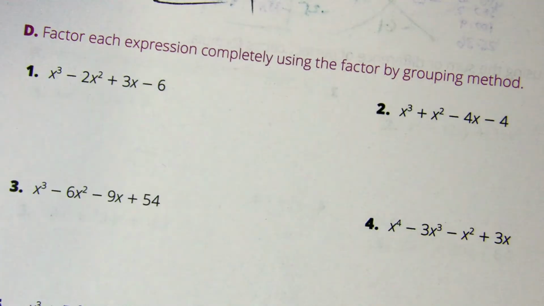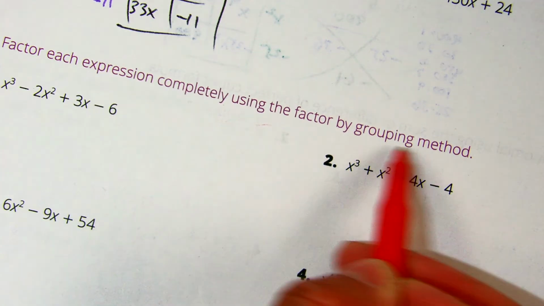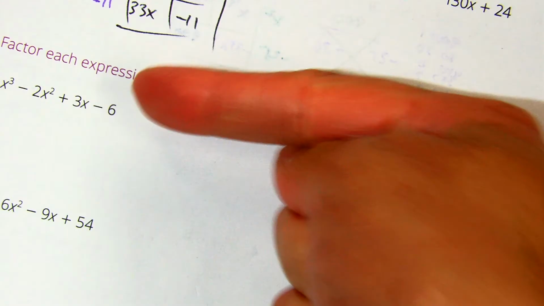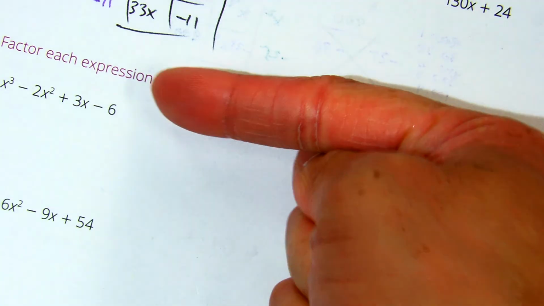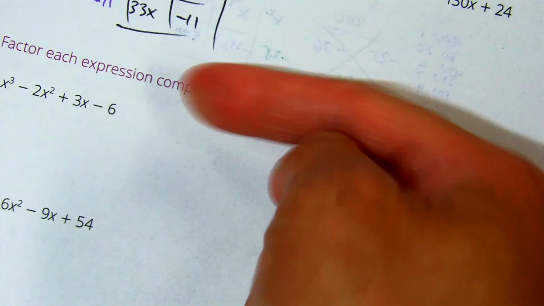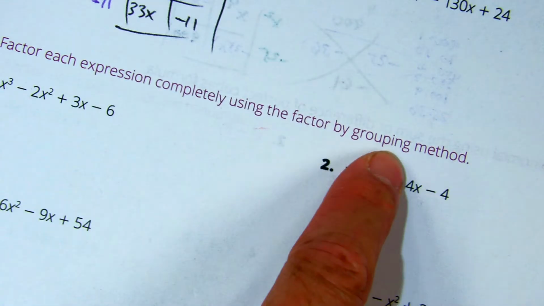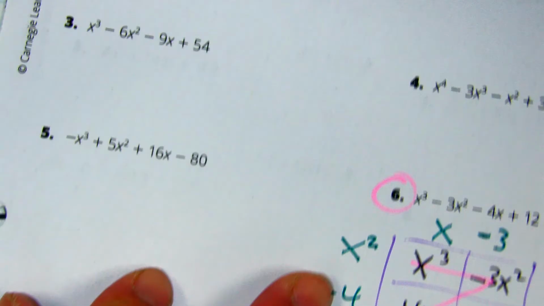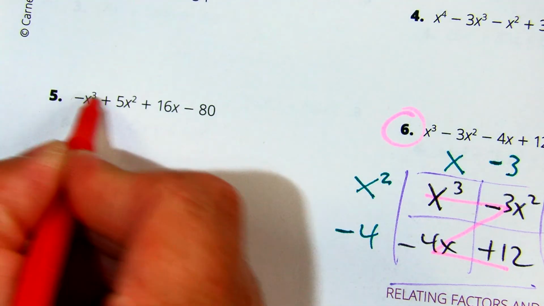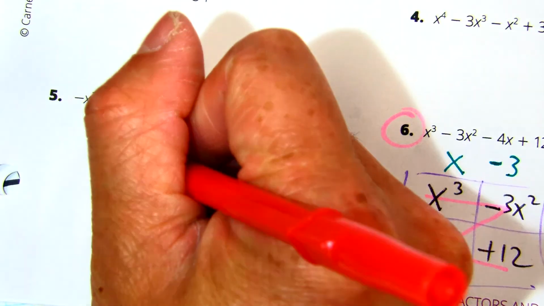Alright, question D5 says factor each expression completely using the factor by grouping method. Now, in your quiz, which is about 4 minutes from now, I'm not going to tell you the hint. I'm just going to tell you to factor each expression. Okay? How do you know it's by grouping? You will notice there are 4 terms. 1, 2, 3, 4. If you see that, then draw a box.